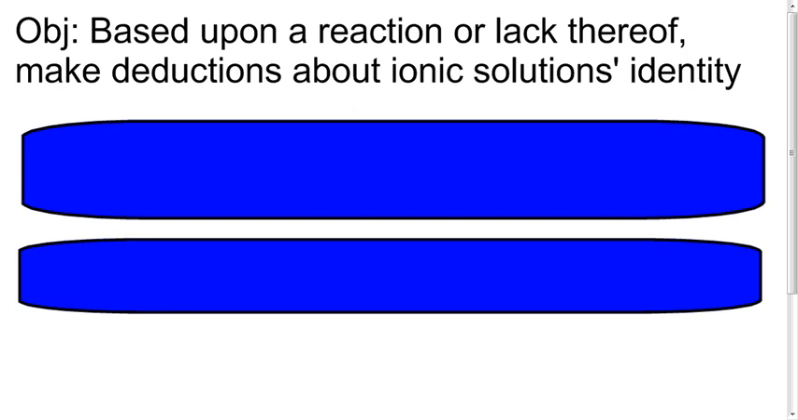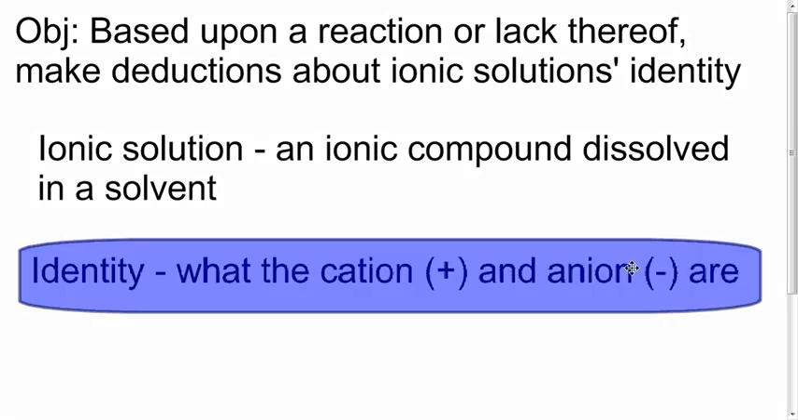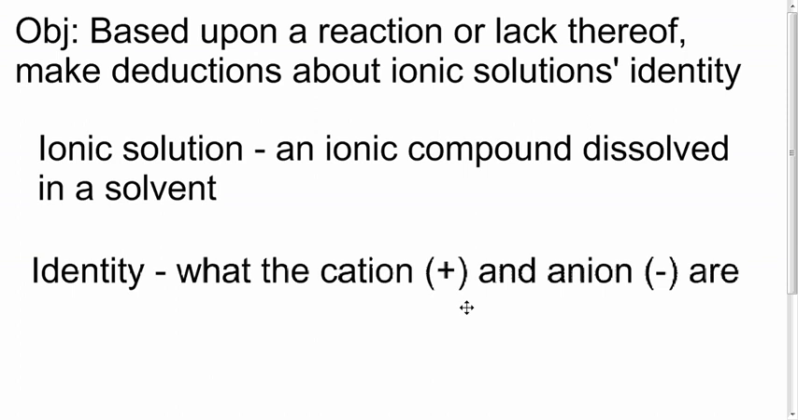The purpose of this video is for you, based upon a reaction or lack thereof, to make deductions about an ionic solution's identity. Now, an ionic solution has an ionic compound dissolved in it. It's the solute. It's something like NaCl, and the identity is basically what the cation and what the anion are.